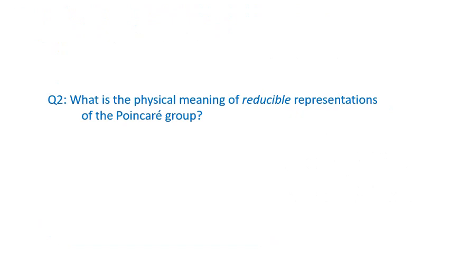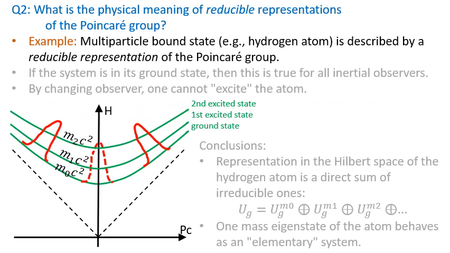Question 2. What is the physical meaning of reducible representations of the Poincaré group? In the previous question, we explained how irreducible representations work. Now it's time to see how reducible representations are different. There are many physical systems which are described by reducible representations of the Poincaré group. Actually, all systems that are not elementary particles belong to this class.